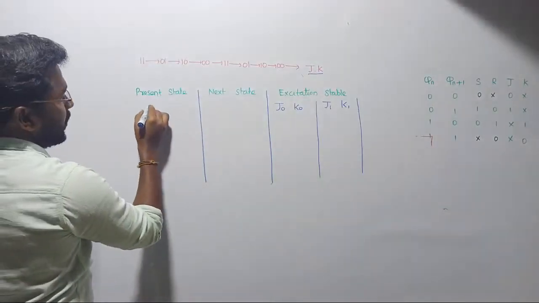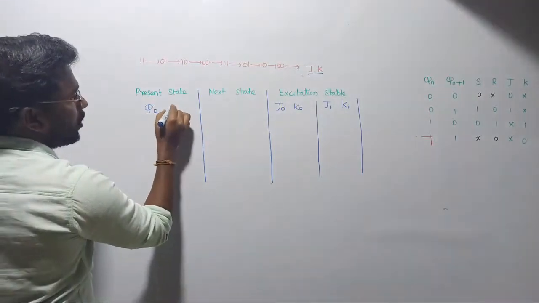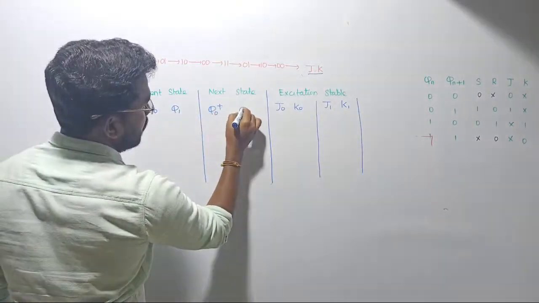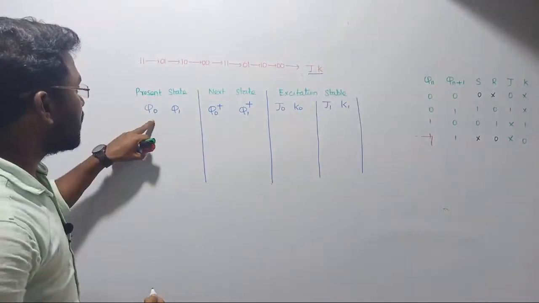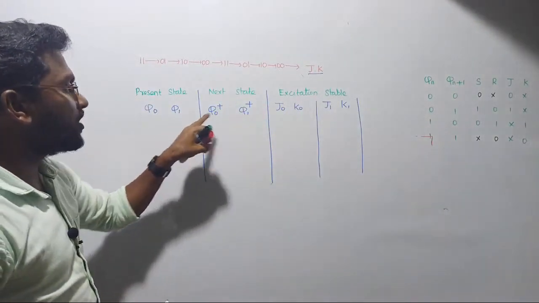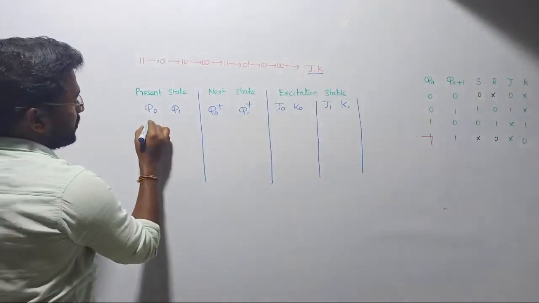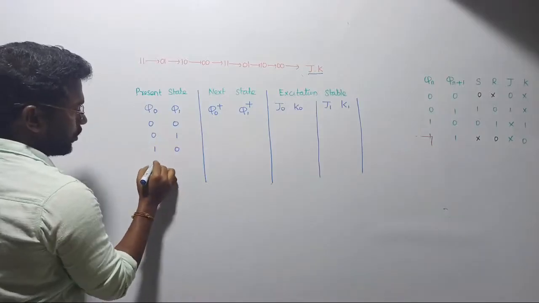Again the states that we are going to consider: present state Q0 Q1, and next state Q0 plus and Q1 plus. Those are the outputs of the flip-flops. Q0 is the output of the J0 K0 flip-flop, and Q1 is the output of the second JK flip-flop. Let us write the present state. The present possible states are 0 0, 0 1, 1 0, 1 1.